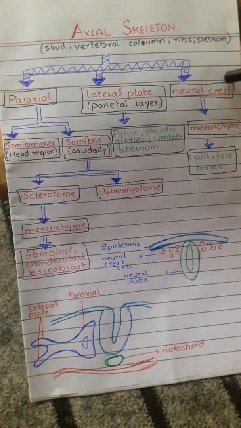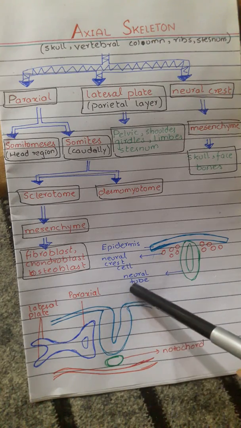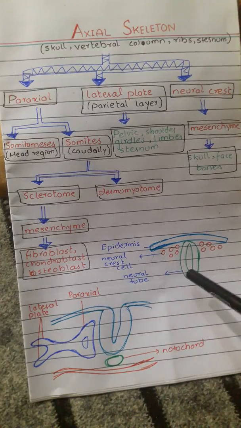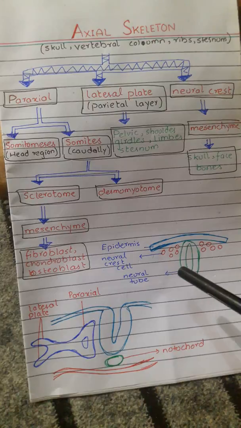Now the neural crest cells. The neural crest cells were a layer of the epiblast, and after invagination and fusion here, it will form the neural tube. In the fusion, some cells here separate and they are called the neural crest cells. These neural crest cells will differentiate into the mesenchyme, and the mesenchyme will then form the bones of the skull and face. This was a short video about the axial skeleton, only the introduction.